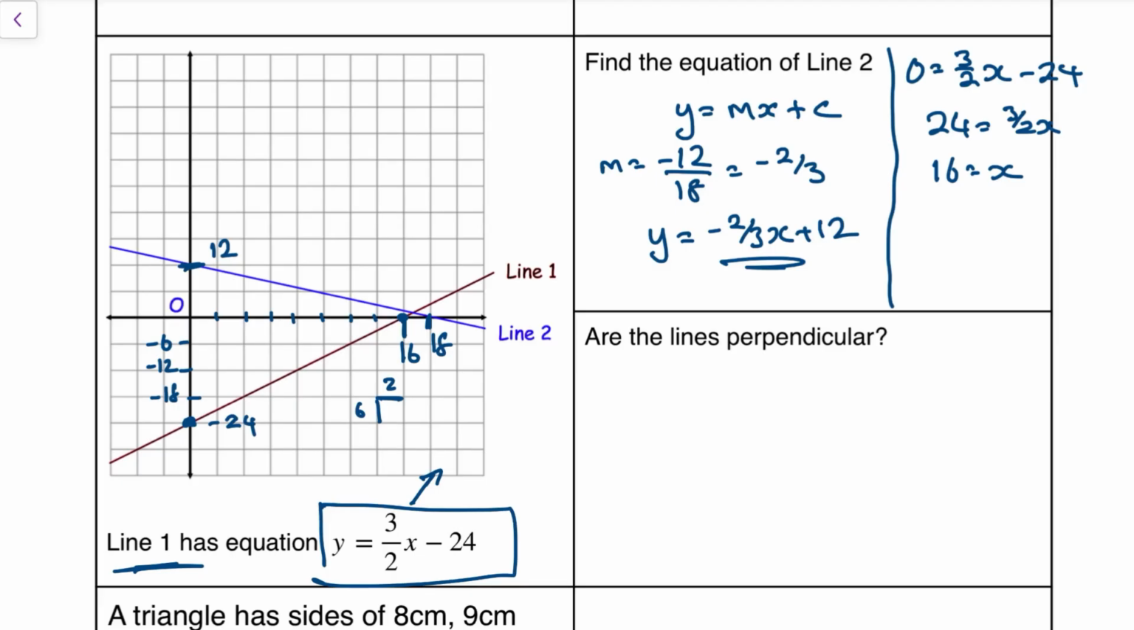It's quite difficult, but really well-worded question, really clever question. So it really shows understanding. Then part B says, are the lines perpendicular?